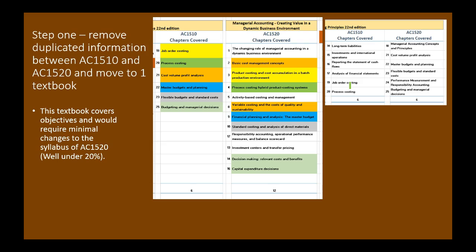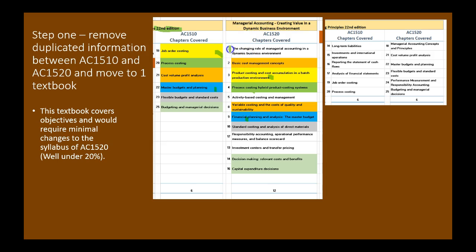So how could we do that? Well, step 1, we can remove the duplicated information from AC 1510, AC 1520. Notice we have some duplicated information. Most of this is managerial accounting type stuff. And the proposal would be then to move to this book, our main book, because it's our main textbook. It conforms with other chapters, and it's also a lot better with Connect. It uses Connect a lot better. It uses LearnSmart, whereas this book does not.